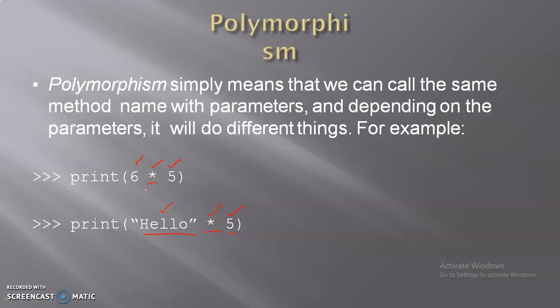This is already implemented in our Python with some operators like the multiplication operator and the plus operator. The plus operator we can use for arithmetic addition, and at the same time we can use it for concatenation. Same as the multiplication operator, we can use it for multiplying two numbers, or for repeating a string. This is already implemented in our Python. The same we can write in our programs by writing different functions with the same names.